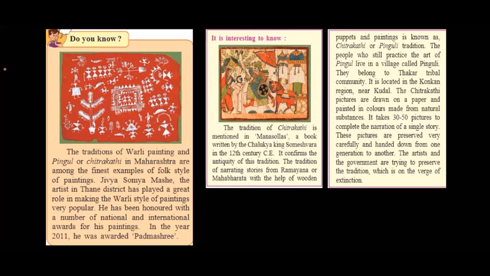The people who still practice the art of Pingul live in a village called Pinguli. They belong to the Thakkar tribal community. It is located in the Konkan region near Kudal. The Chitrakathi pictures are drawn on paper and painted in colors made from natural substances. It takes 30 to 50 pictures to complete the narration of a single story. These pictures are preserved very carefully and handed down from one generation to another.